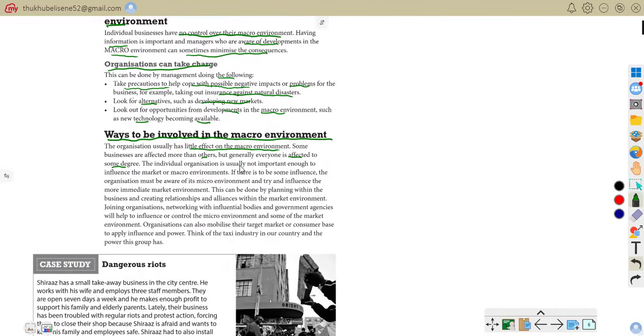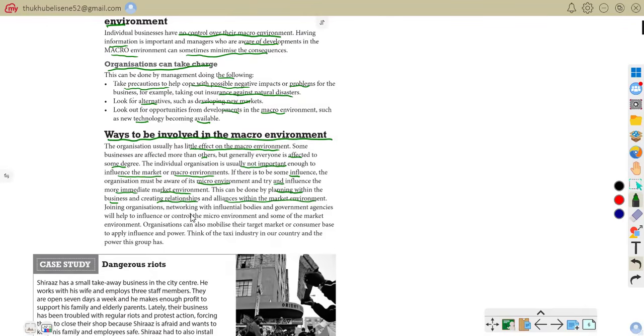So the individual organization is usually not important enough to influence the market or macro environments. Like we've said, they don't have any control. So if there is to be some influence, the organization must be aware of its micro environment and try to influence the more immediate market environment. This can be done by planning within the business, and creating relationship alliances with other market environments.